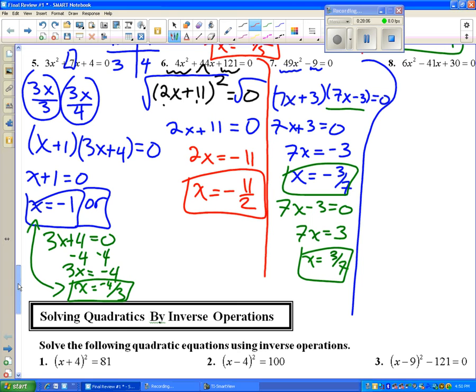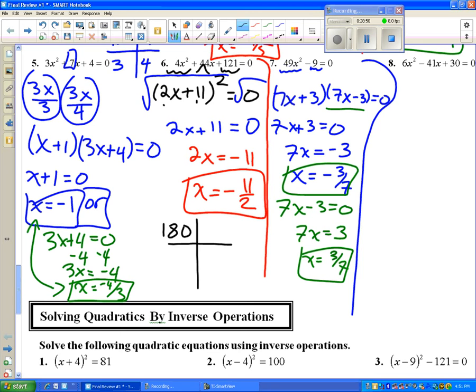Lastly, number 8. 6x squared minus 41x plus 3. Is 6x squared a perfect square? No. So this is not a perfect square trinomial. So the only way I have to do this is California method. So I'm going to leave a little space over here, and I'm going to do this in black. And I'm going to say 6 times 30 is 180. Is there a greatest common factor of 6, 41, and 30? 3 will go into 6, 3 will go into 30, but 3 will not go into 41. So I have to use California method.